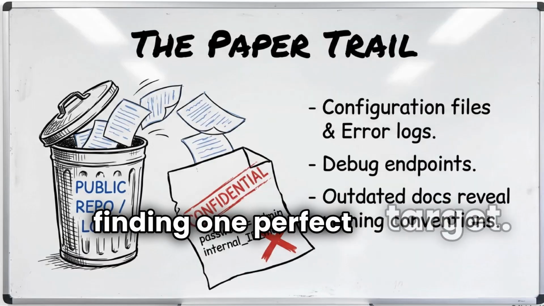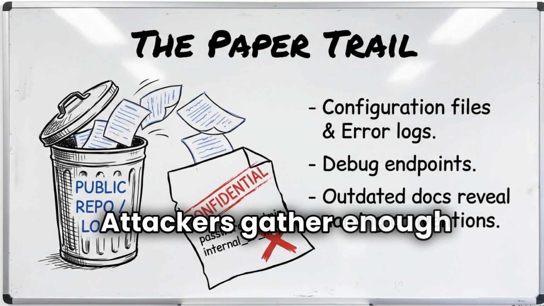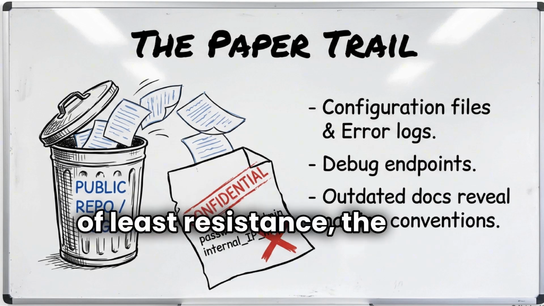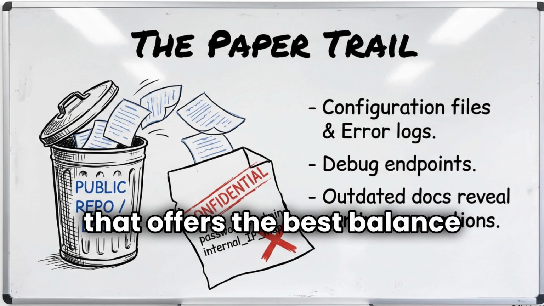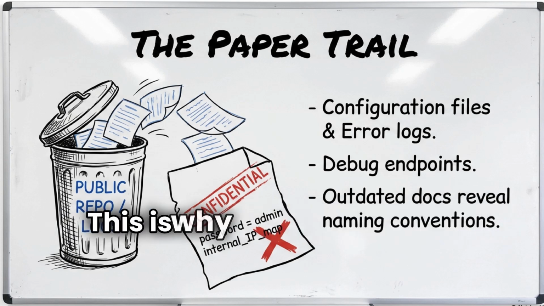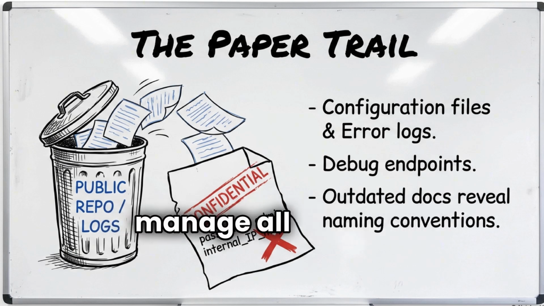Asset discovery is not about finding one perfect target. It's about building options. Attackers gather enough information to choose the path of least resistance, the asset that offers the best balance of value, exposure, and effort. This is why asset discovery favors attackers. They only need one overlooked asset. Defenders need to manage all of them.